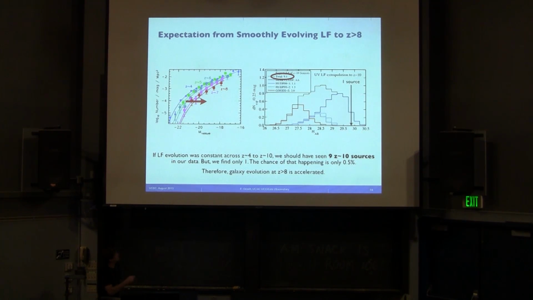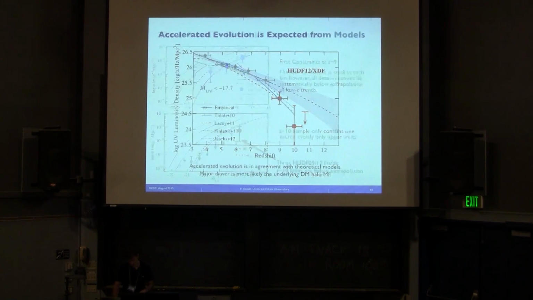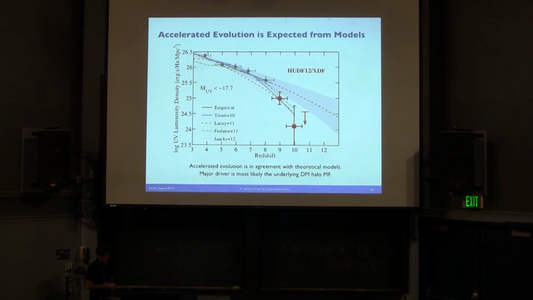Again, if we extrapolate the luminosity function trends from 4 to 8 out to redshift 10, in the full data set, we would have expected to see 9 sources by now, 9 redshift 10 candidates, if the trends just continued. And we find 1 candidate here at the very faint end. And so that's clear. If you expect 9, you find 1. Even if you include cosmic variance, there's clear accelerated evolution going on. And so we see this in our constraints of the luminosity function. I'm not going into that.